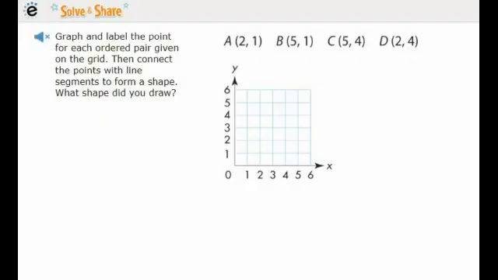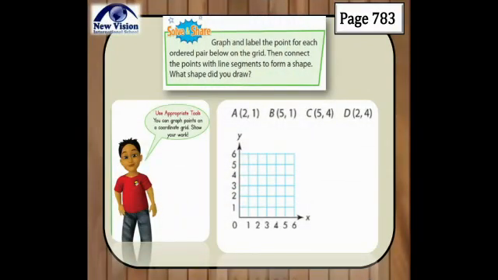Graph and label the point for each ordered pair given on the grid. Then connect the points with line segments to form a shape. What shape did you draw? Let us answer solve and share. Use appropriate tools. You can graph points on a coordinate grid. So let's start. So we're going to graph A, B, C, and D.